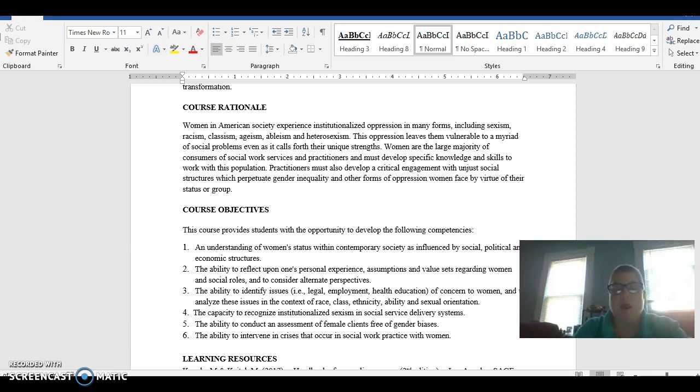How do we best prepare for the person who may have experienced gender inequality or oppression in some form, trauma, based on the fact that she is a woman?